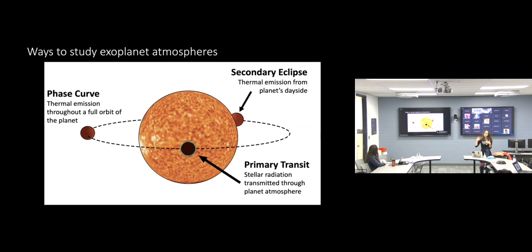And then finally, there are phase curves where we again measure thermal emission, but in this case, during a full orbit of the planet. All the planets I'm going to be talking about today are close in enough that we assume they're tidally locked, which means that they have one permanent day side facing the star and one permanent night side facing away from the star. So in that case, when you observe a phase curve, what you're effectively measuring is thermal emission as a function of longitude on the planet as it rotates.